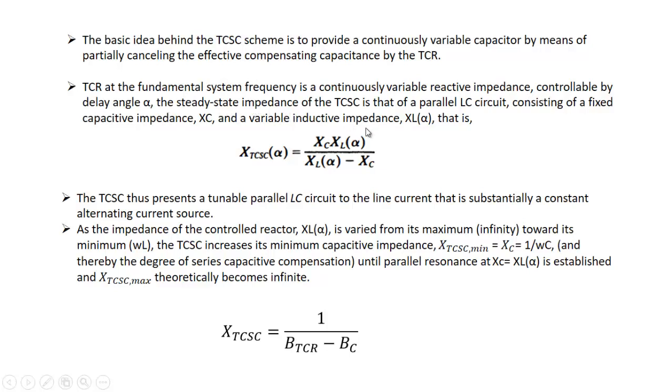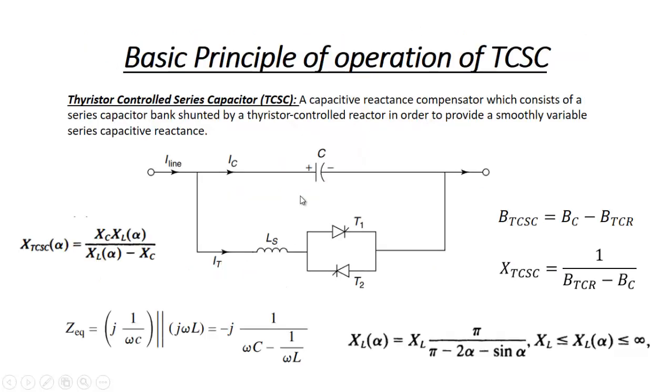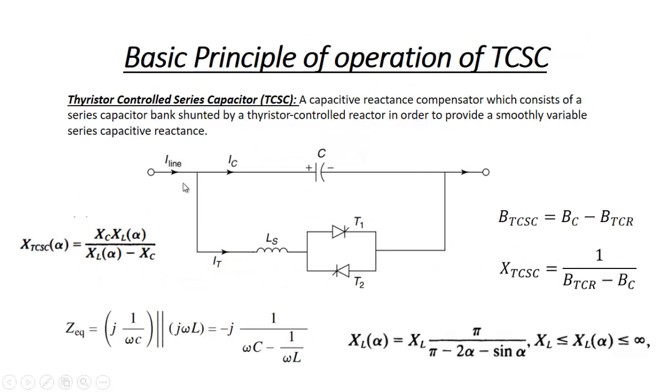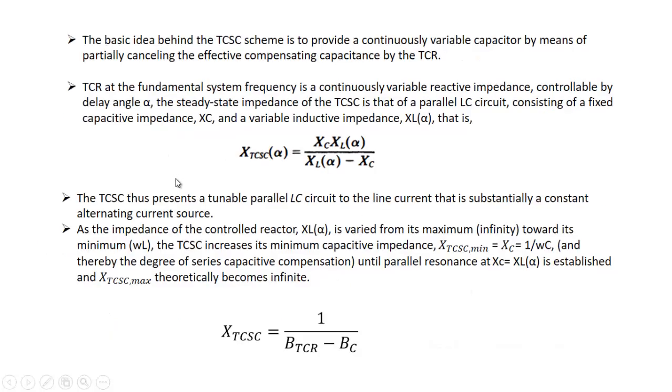The steady state impedance of the TCSC is that of a parallel LC circuit, consisting of a fixed capacitor whose impedance is XC and a variable inductive impedance XL alpha. That is, the total reactance of the system will be given by a parallel combination of these two. So the TCSC presents a tunable parallel LC circuit to a line current that is substantially a constant alternating current source. That means, let us say this is a constant current source, so it will act as a variable impedance for this current source.